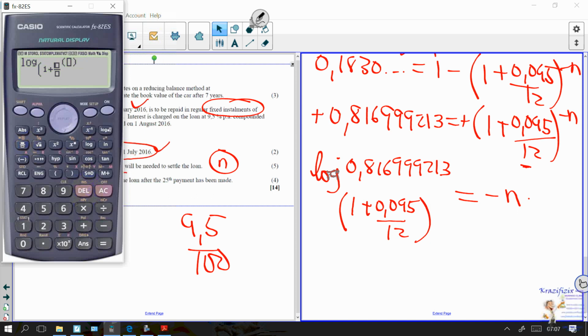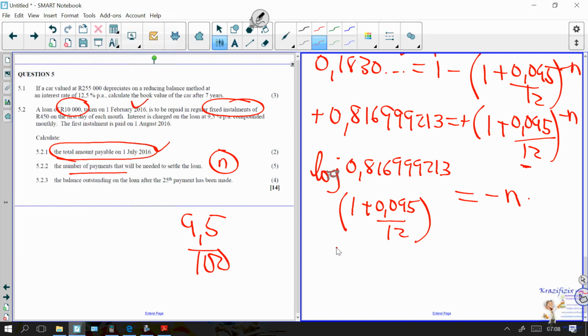I need to update my calculator to the new one. 1 plus 0.095 over 12 there. That's my base. And then I close the bracket. By the way, my answer is still there. Remember, I had multiplied my answer by negative 1 so that I had a positive. Negative 25.63. So it's negative 25.63.